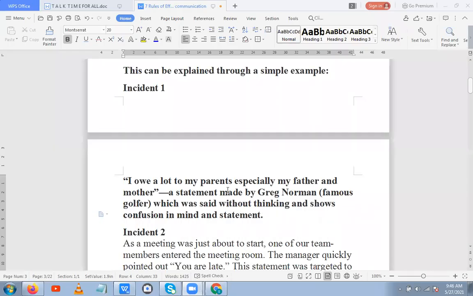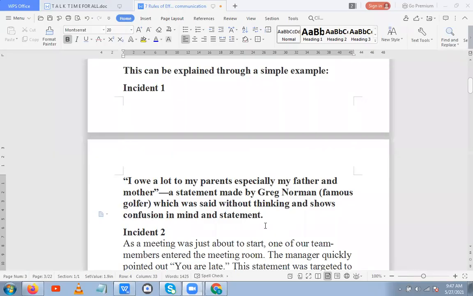Incident 1. I owe a lot to my parents. It means I should thank my parents for whatever they have done for me. I am grateful, I'm thankful to my parents for all that they have done for me. Especially my father. I owe a lot to my parents, especially my father and mother. Now, this is a statement we cannot change because when he says parents, he talks about both of them. So I owe a lot.